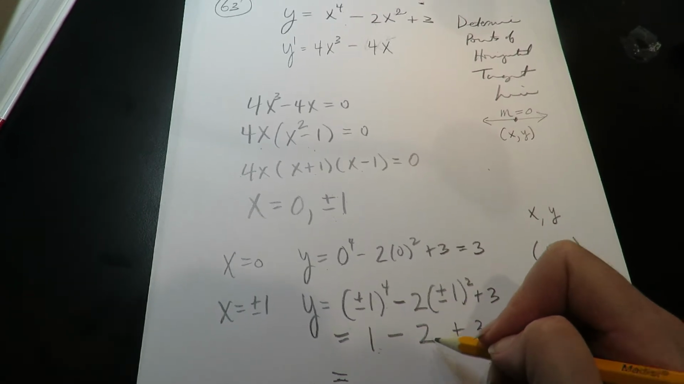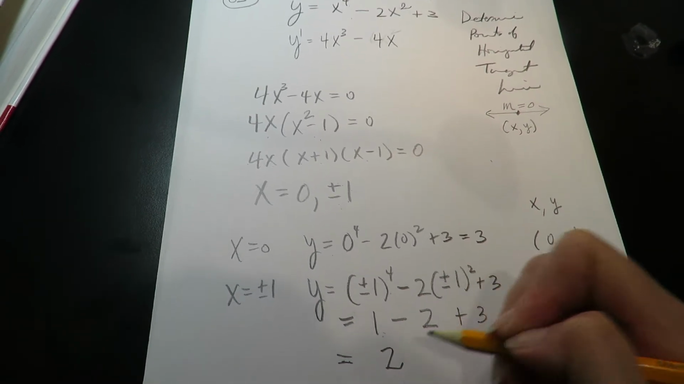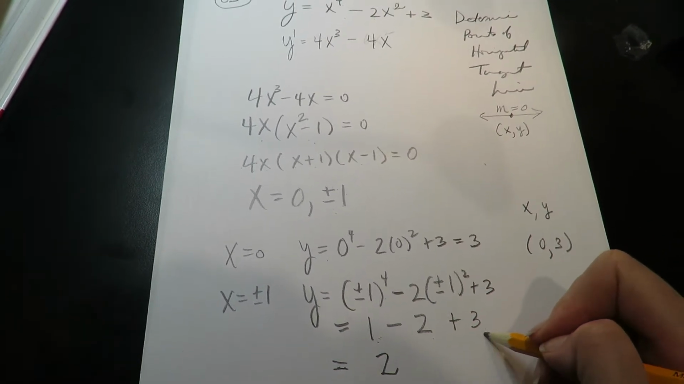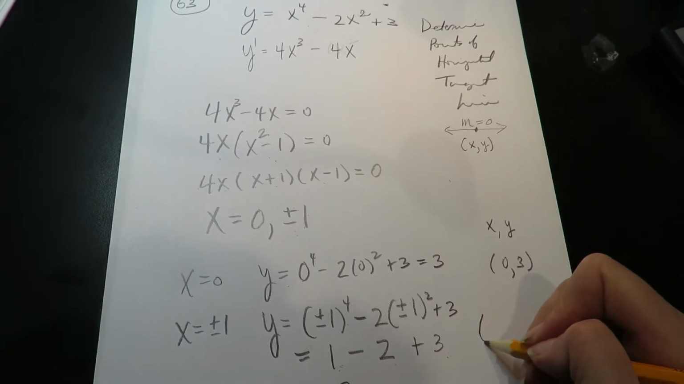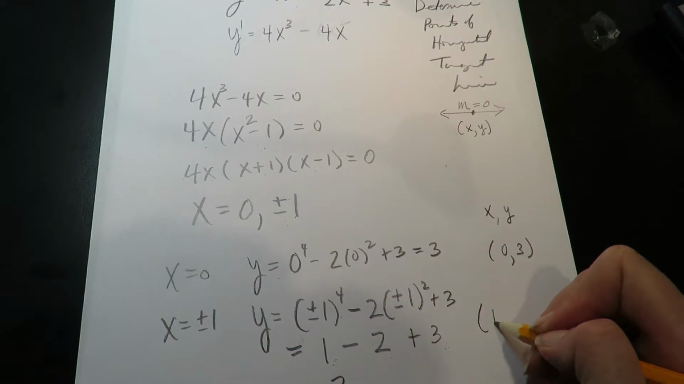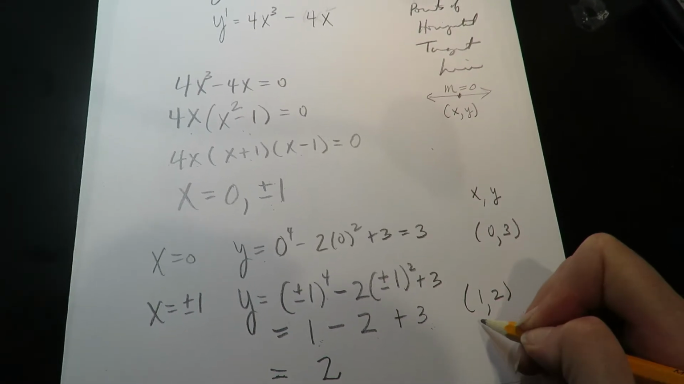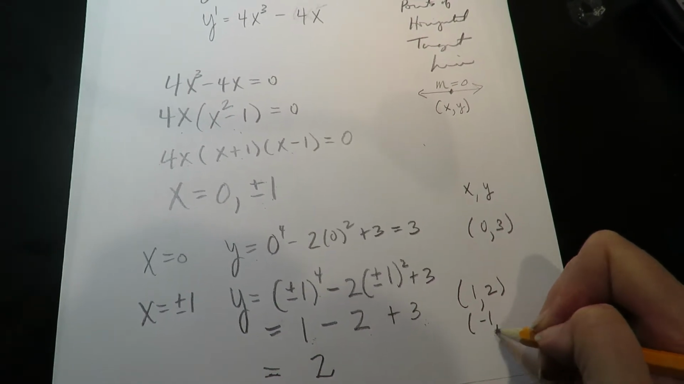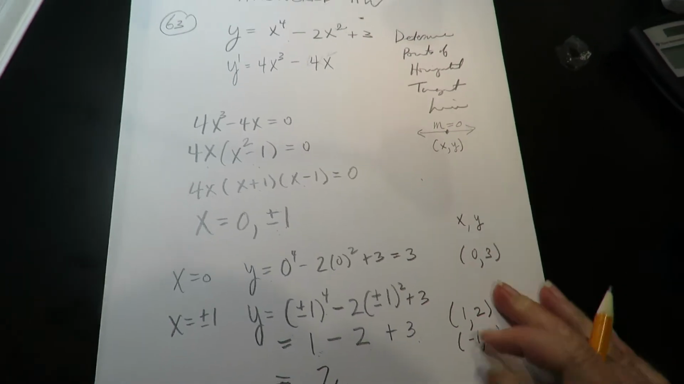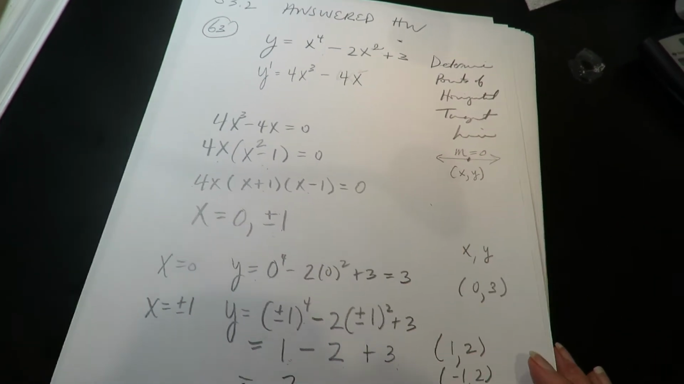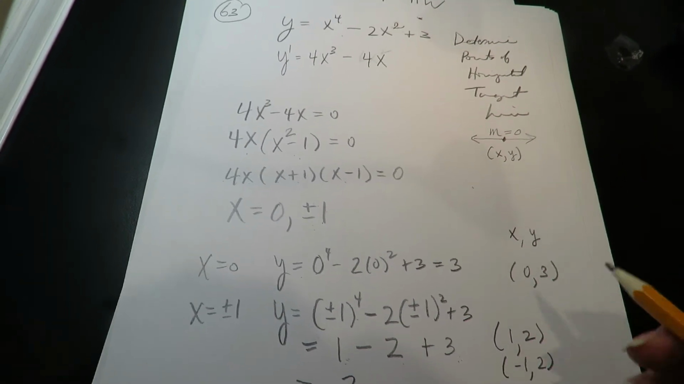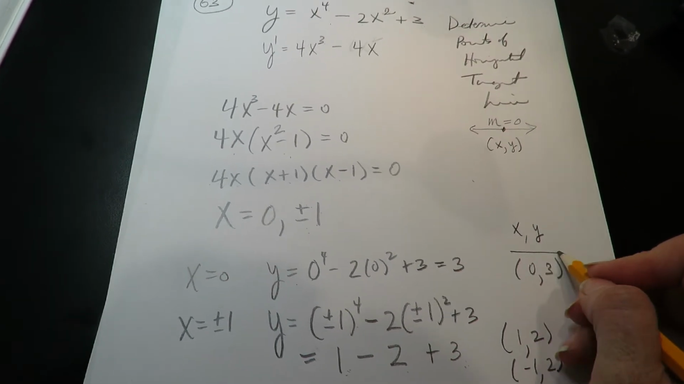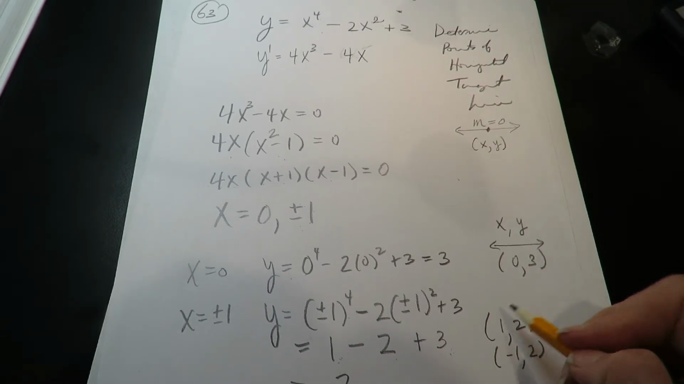Alright, so this is a 2. So for these two values, whether x is a +1, it's going to end up being a 2, or where x is a -1, this is going to end up being a 2. Alright gang, so for this graph, these are where the horizontal tangent lines will occur at these specific values.